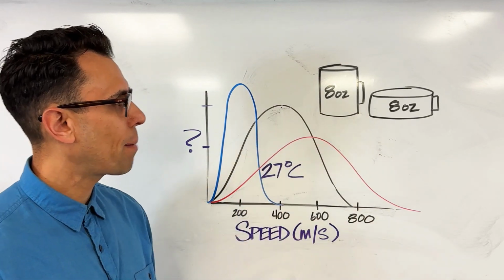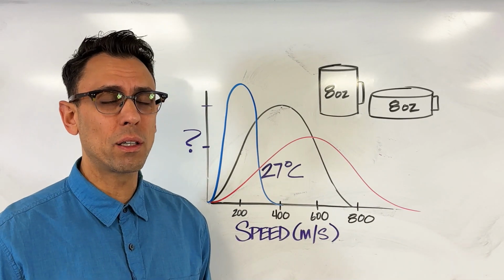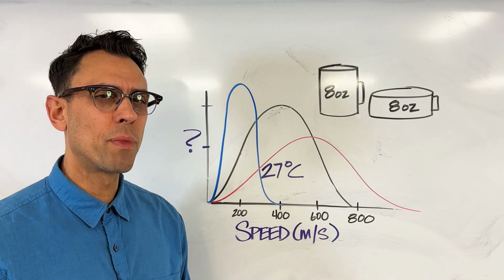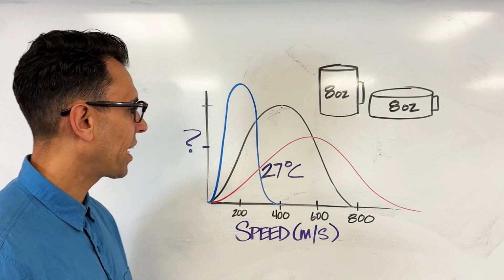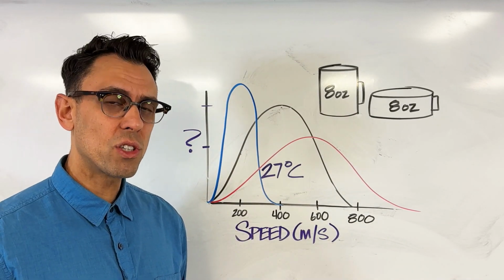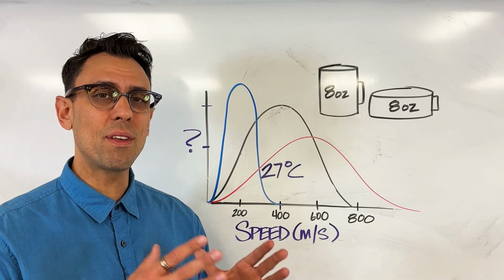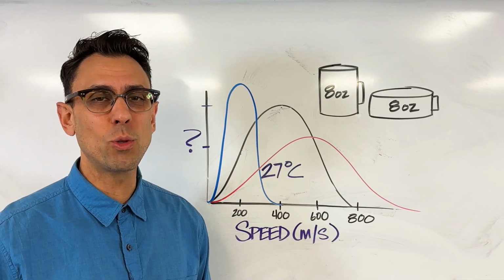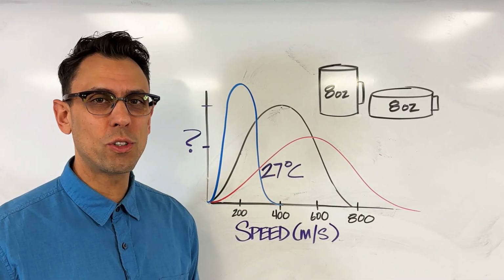But I hope this example with two different shaped coffee mugs that hold the same volume gives you a sense of understanding when you're looking at these very different shaped curves, but thinking to yourself, they have to be representing the same exact number of molecules that we had in our original sample.